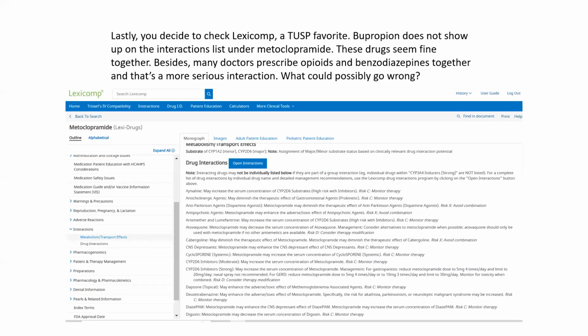And finally, you go into a Temple School of Pharmacy favorite. You go on Lexicomp, you type in metoclopramide, and you scroll down to the drug interaction section, and I don't see any bupropion here. It's not even listed. So there's really nothing wrong with this interaction, just some sedation and tiredness.